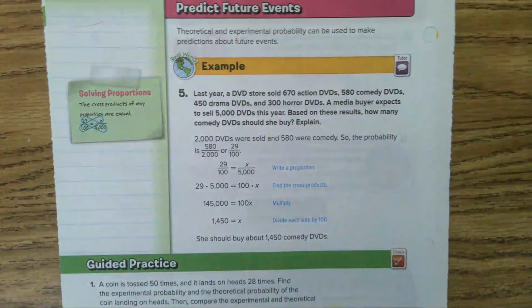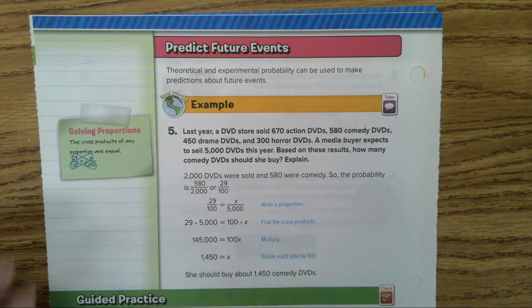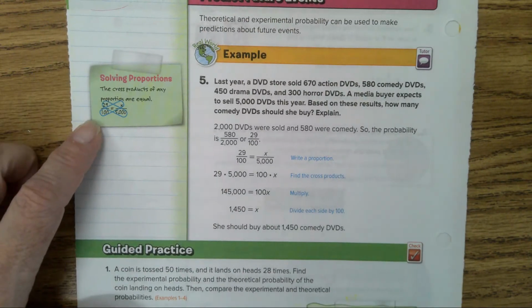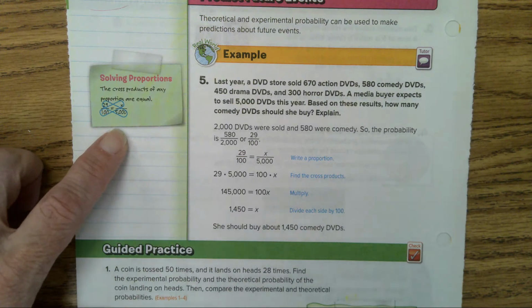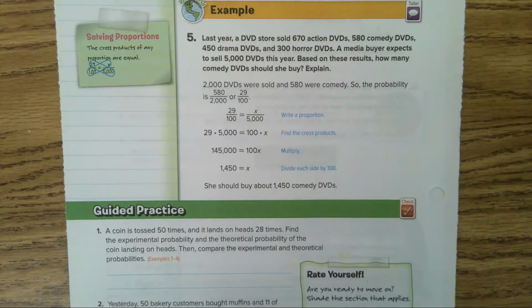Example number 5. Predict future events. Theoretical and experimental probability can be used to make predictions about future events. Here it says solving proportions. You all know how to do this. The cross products of any proportions are equal, and you know that, don't you, kids? Last year, a DVD store sold 670 action DVDs, 580 comedy, 450 drama, 300 horror. A media buyer expects to sell 5,000 DVDs this year. Based on these results, how many comedy DVDs should she sell?